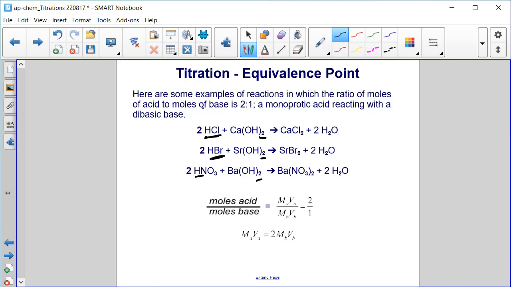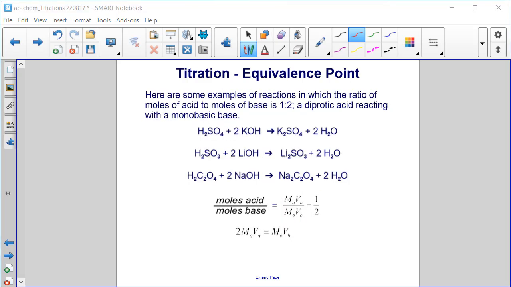Our moles of acid has a coefficient of 2, and our moles of base has a coefficient of 1. So our ratio of moles of acid to base is 2:1. Remember that moles of acid is the concentration times the volume, and the moles of base is the concentration of the base times the volume of the base. If I rearrange this, I get molarity of acid times volume of acid is equal to twice the molarity of the base times the volume of the base. Okay.